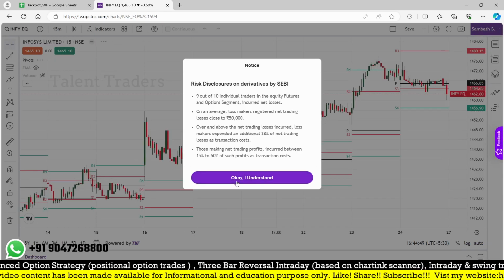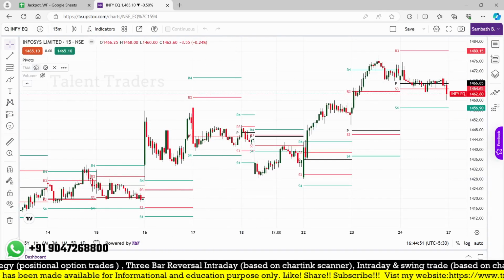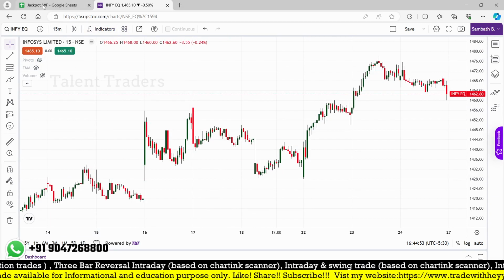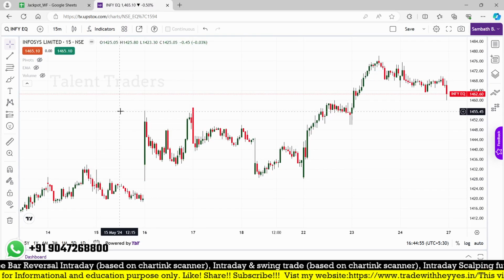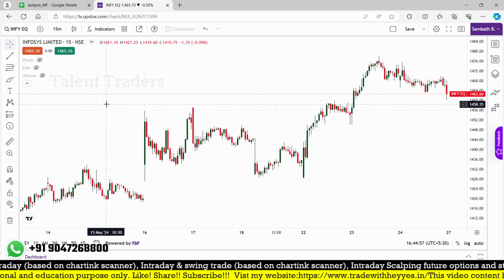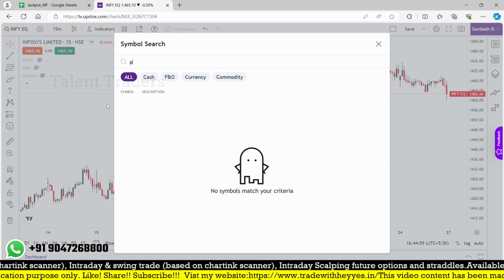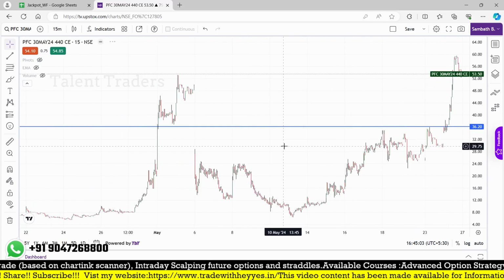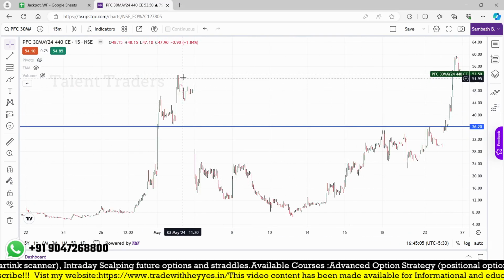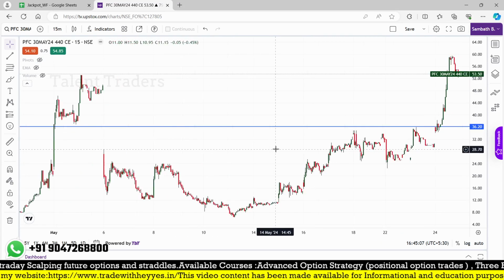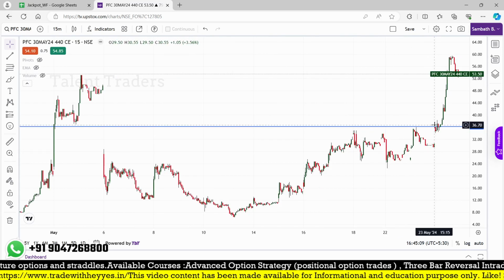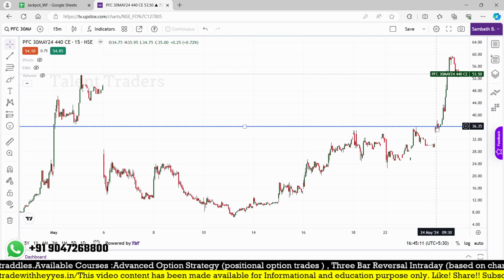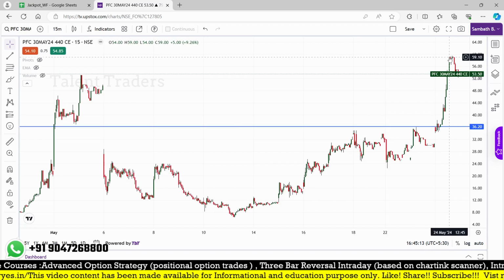Using our Google Sheet, we are also looking for an intraday breakout with the Camarilla R4, but we have discussed that in many videos. This is a monthly concept. So we are looking at how PFC 440 trades. Here you can see the first entry, and this time it went up to 53. Here is a second entry, maybe a re-entry, and again it went up.